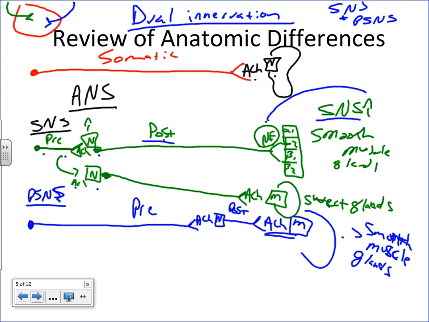Now let me ask you this. As you're watching this video, sitting in your chair, listening to this on your computer, which one of these two divisions do you think is more active, or more dominant, on the activity of the heart? The parasympathetic or sympathetic nervous system? Think about your heart rate right now. What is your resting heart rate?